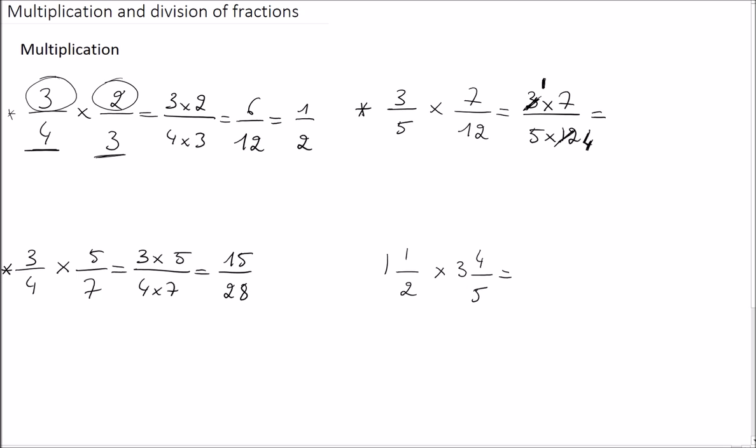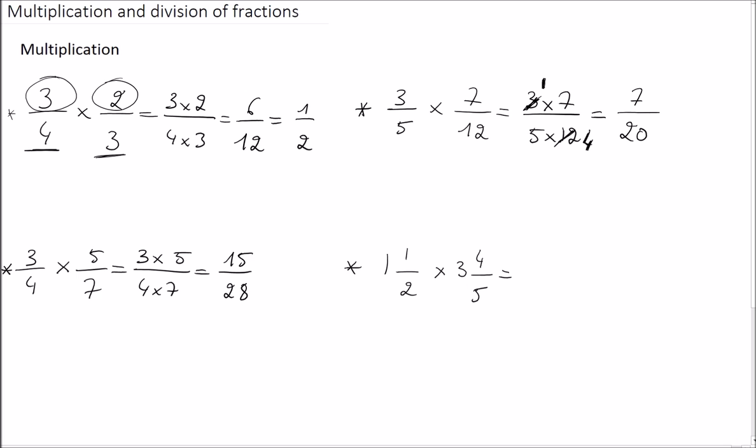Is there anything else I can simplify? Nope. So in my numerator I get 1 times 7, which is 7, and in my denominator I get 5 times 4, which is 20. Et voila, my new fraction is 7 over 20. Can I simplify that? No. Now, a little bit more difficult is multiplication of two mixed numbers.